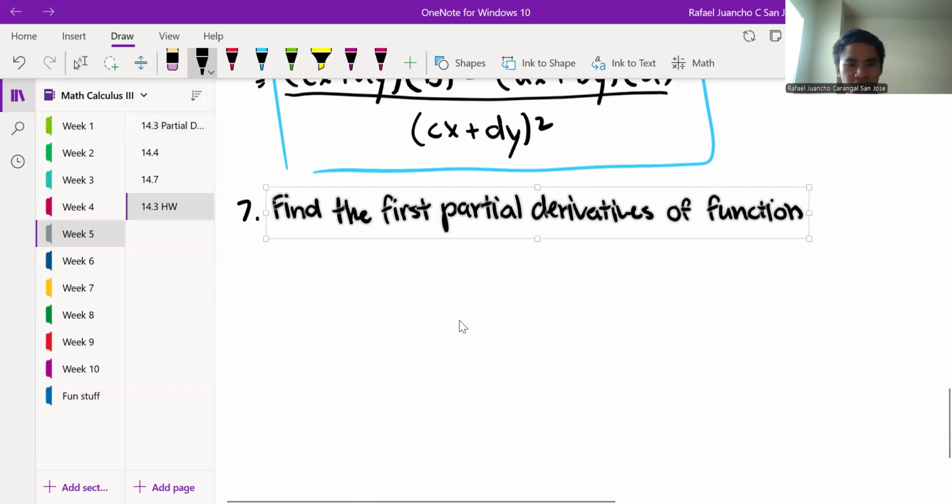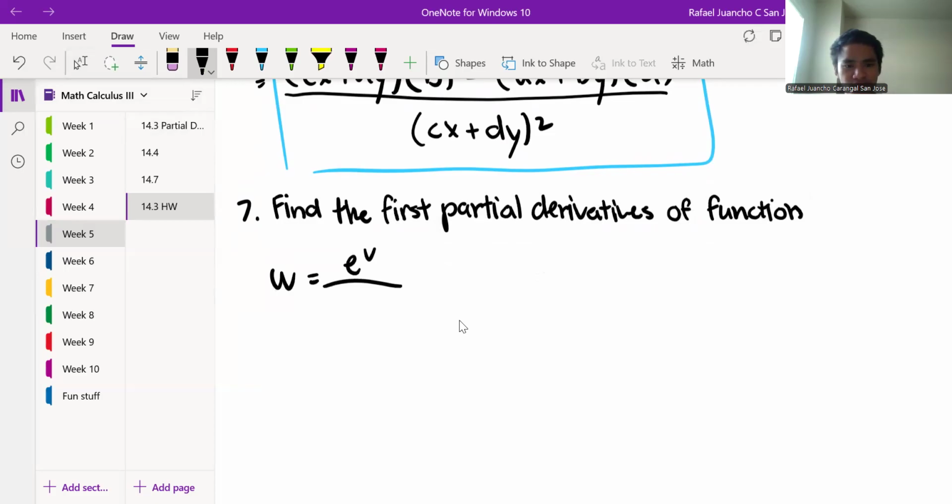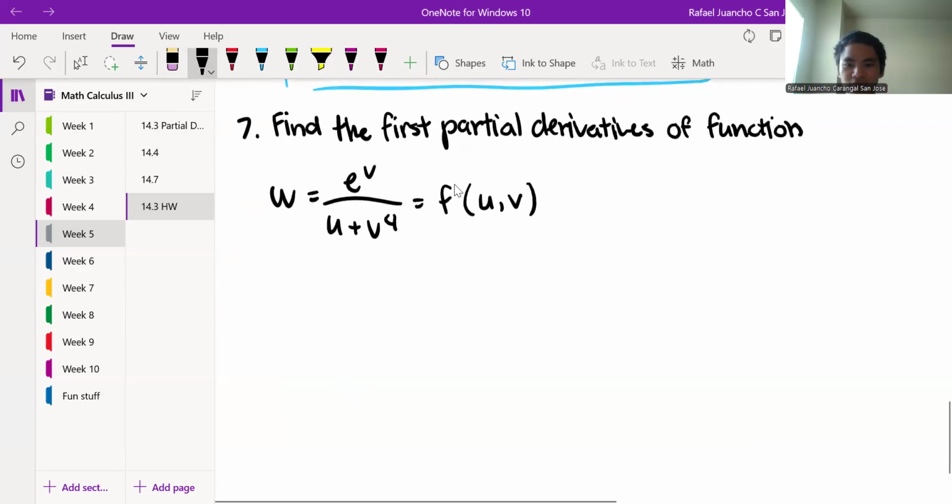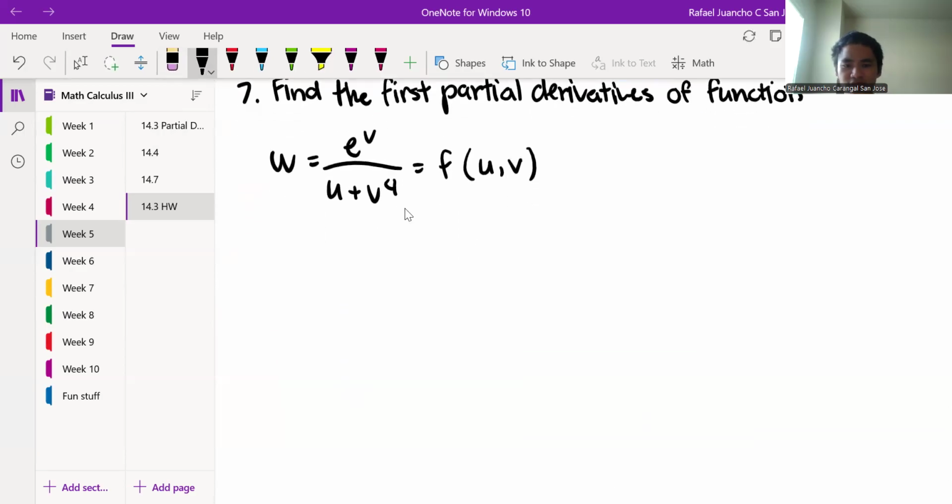Okay, now here we're given W is equal to e to the v over u plus v to the 4. So here, if you notice, this is a function. So I'm going to write this. This is a function of u and v. Or I could write it the other way around. It doesn't matter. But yeah, that's actually the function of that. Right? So this is just to help me determine what this is.